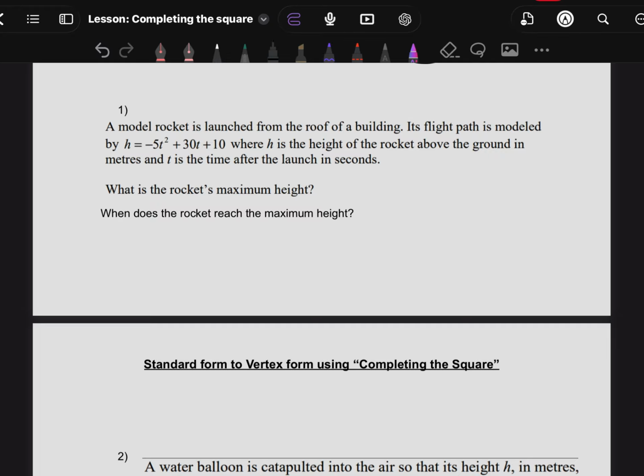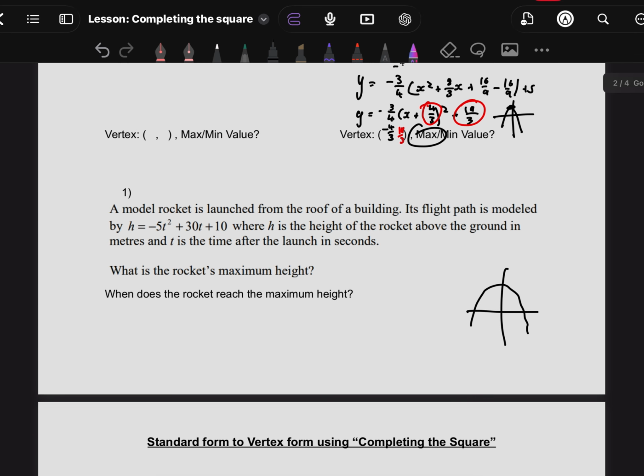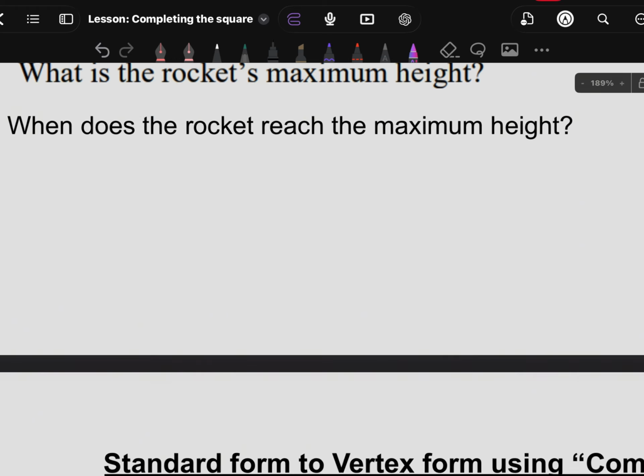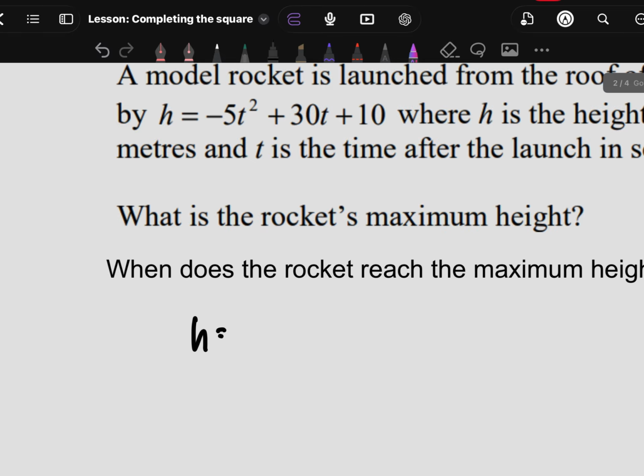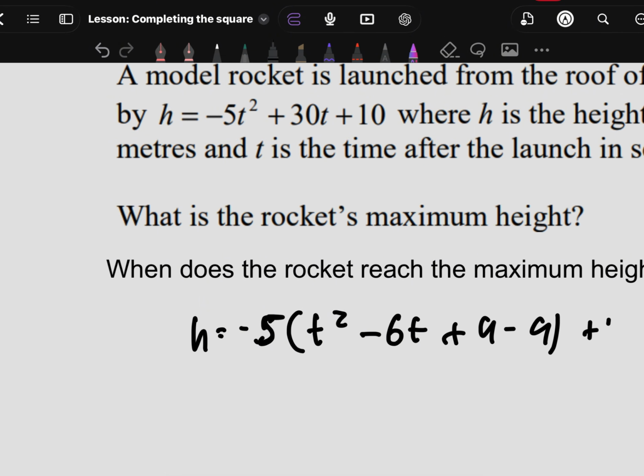So in order to do this, it's obviously asking us to complete the square. Whenever it's asking for anything maximum or minimum, depending on the quadratic, since this is negative, it's going to look like a sad face. So from here, the maximum height is right there. Now we can do that by factoring out negative 5 first. 30 divided by negative 5, we can factor those first two. Plus 9 minus 9, you know the drill, plus 10.